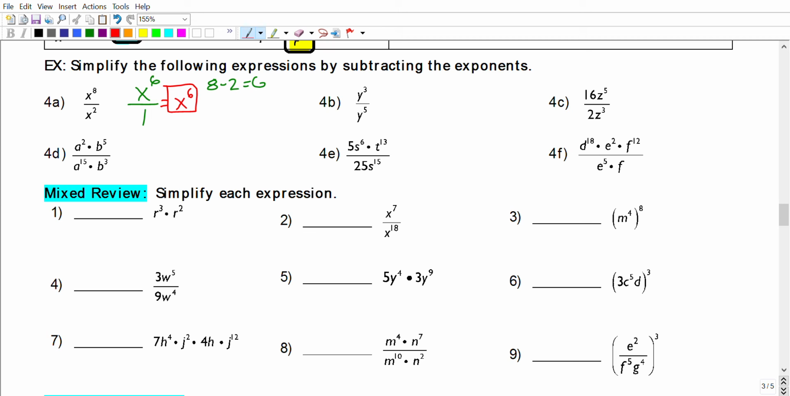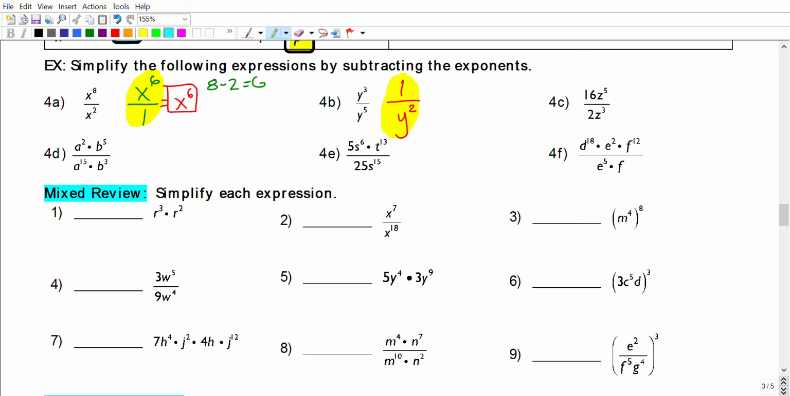All right, next one, y to the 3rd over y to the 5th. Which one wins? Well, the bottom one wins, so I'm going to put my y there. How many more does the bottom have than the top? It has exactly 2 more. So in the loser spot, that y to the 3rd, is going to go a 1. Now be careful with this one. This right here, I just want to make sure we're clear on this, is not the same as this, guys.